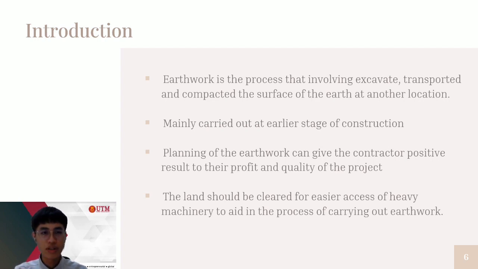First and foremost, the land should be cleared for easier access of heavy machinery to aid in the process of carrying out earthwork. This execution is vital in reconfiguring the topography of the site to achieve the desired level of design.